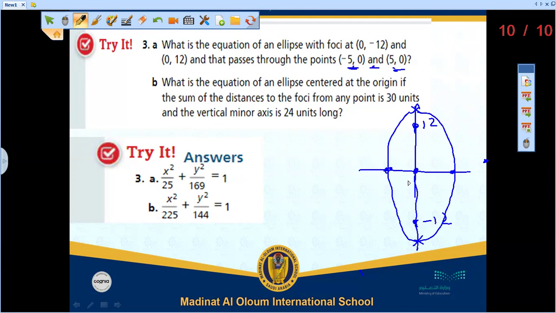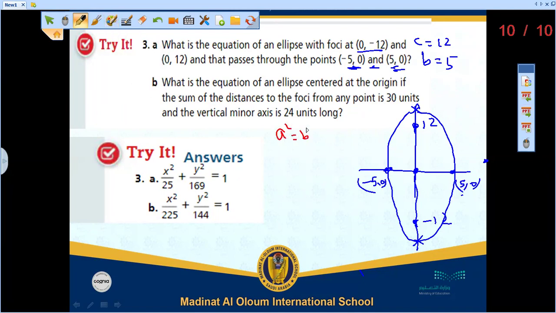It is the center. It means these two points are co-vertices. It means this 5 is B. So now B is 5, and C, the focal length, is 12. Can we get A? Yes, great. How could we get A?